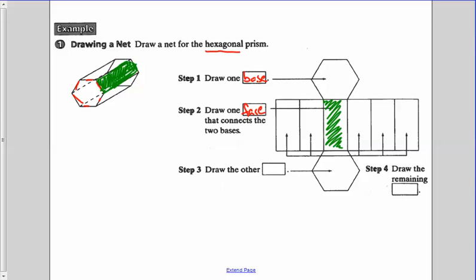The next step is to draw the other base, and it has to be exactly the same as our first base for it to be a prism. And then our remaining step is to draw the remaining faces. The number of faces should relate to the number of sides that our base has. Since our base has 6 sides, we will have 6 faces that go around the prism, plus 2 more faces, so 8 faces in total on a hexagonal prism.